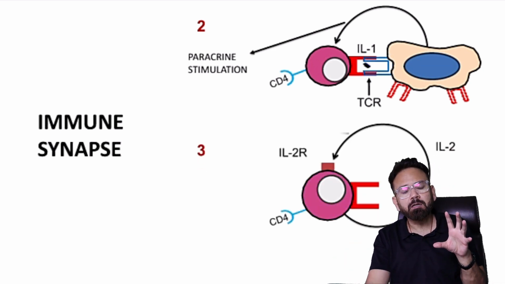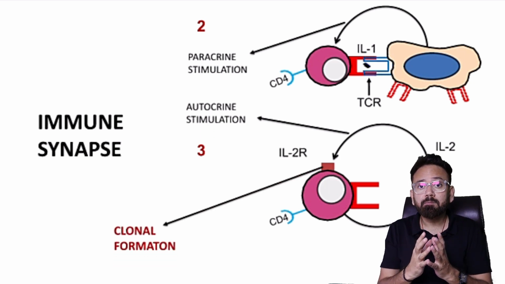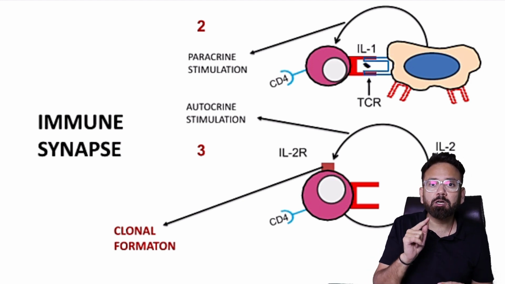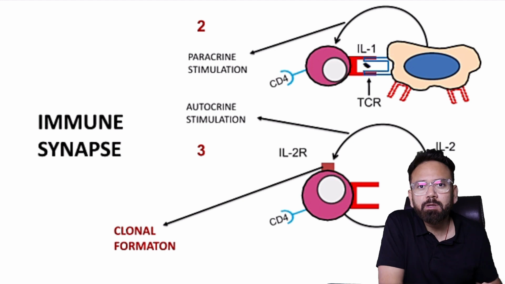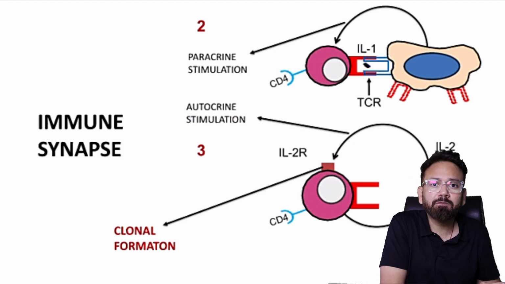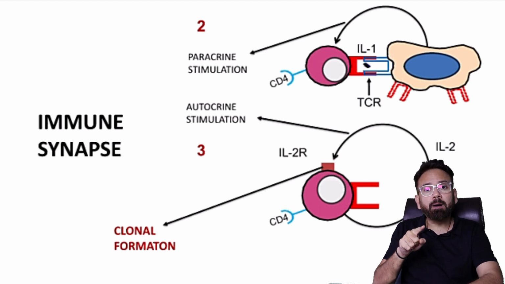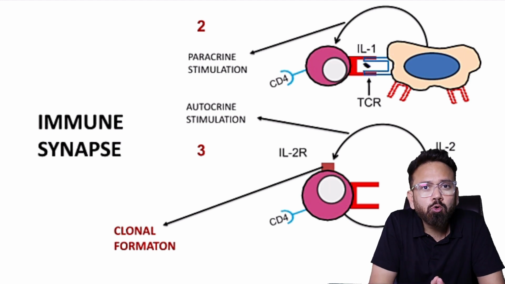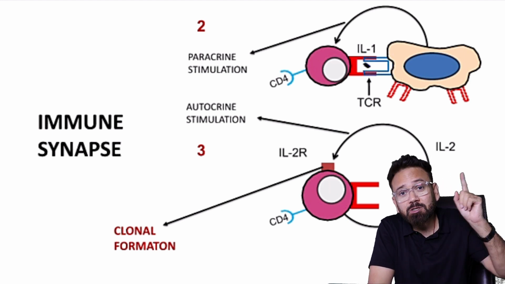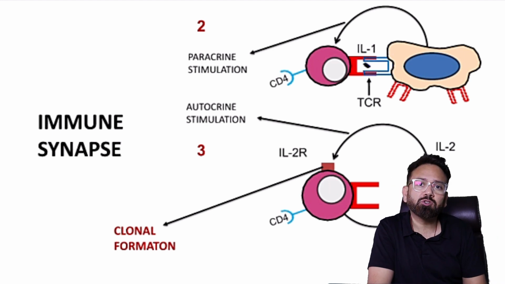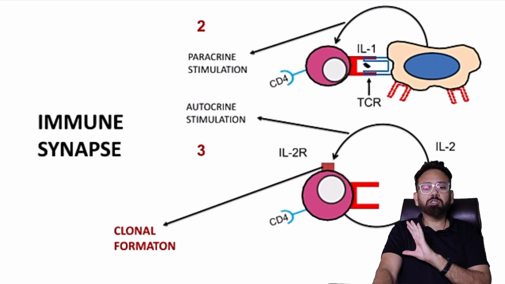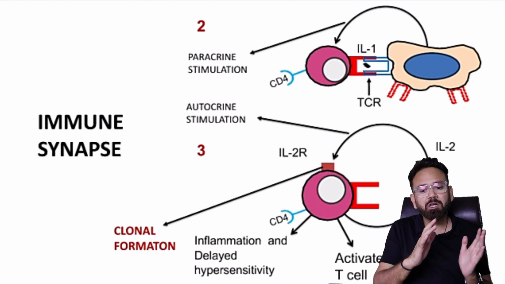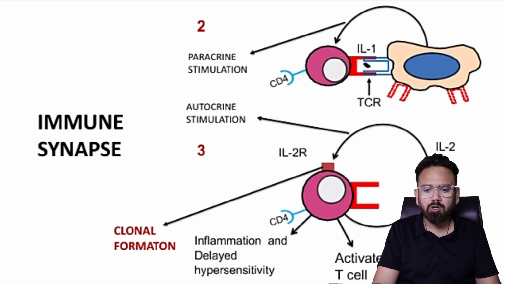Now after paracrine stimulation, T lymphocytes will be stimulated. And when they are stimulated, they will release interleukin 2. And this interleukin 2 is going to stimulate whom? Nobody but themselves. So interleukin 2 is released by T lymphocytes and is going to stimulate themselves, and this is called as autocrine stimulation. So that was paracrine stimulation, and this is autocrine stimulation. Now this is a stimulated T lymphocyte. Now it can cause clonal formation, it can cause inflammation and delayed hypersensitivity, and it is an activated T lymphocyte.